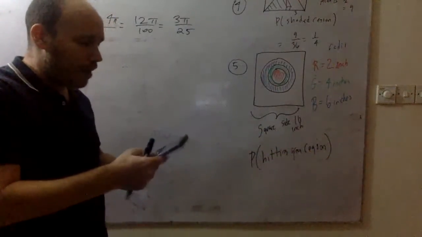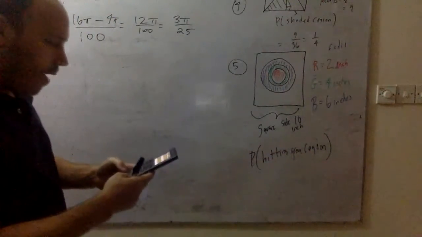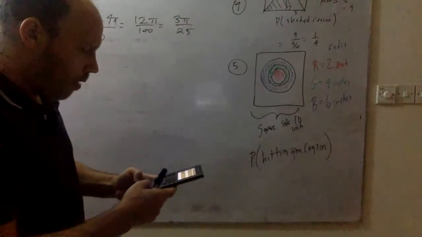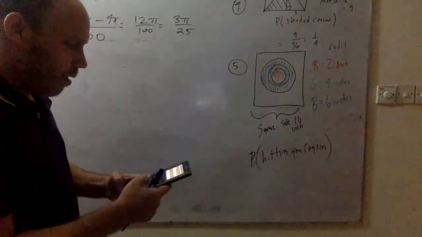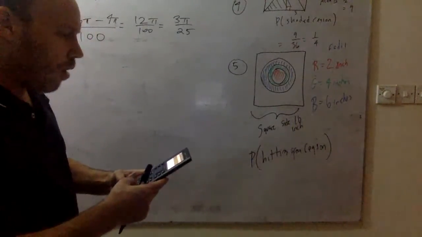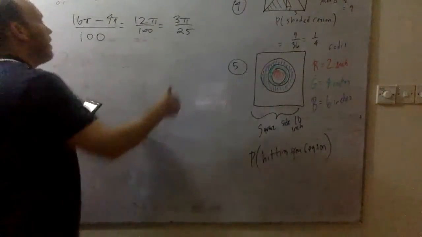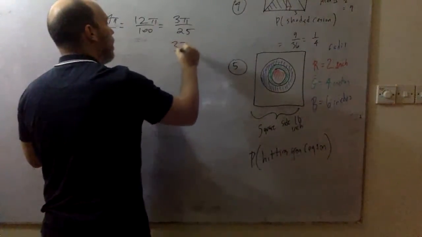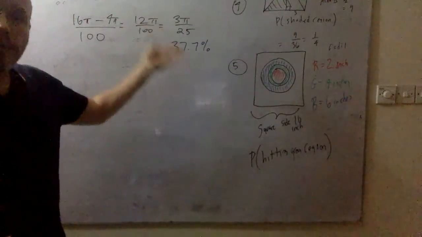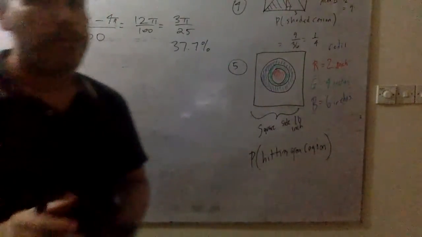We can quickly punch that in our calculators. So let's see. We have 3 times pi divided by 25. Enter. We get 37.7%. And that's geometric probability, and that's the end of the probability unit.